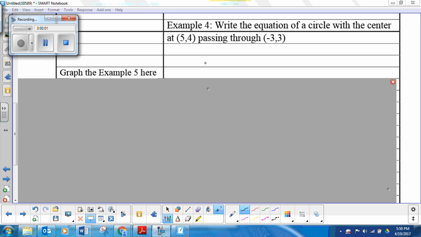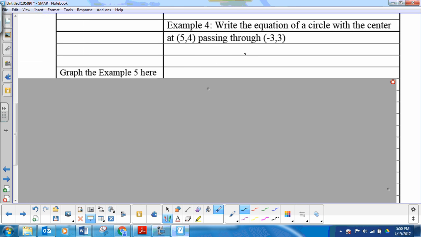All right, so now we are on example 4, and it looks and feels just like example 2, but what we don't have is a pretty picture to go along with this. So let me just throw a little circle over here to the side and show you what they've given us. It says write the equation of a circle with the center at 5, 4. So we'll just put a point here and call that 5, 4.